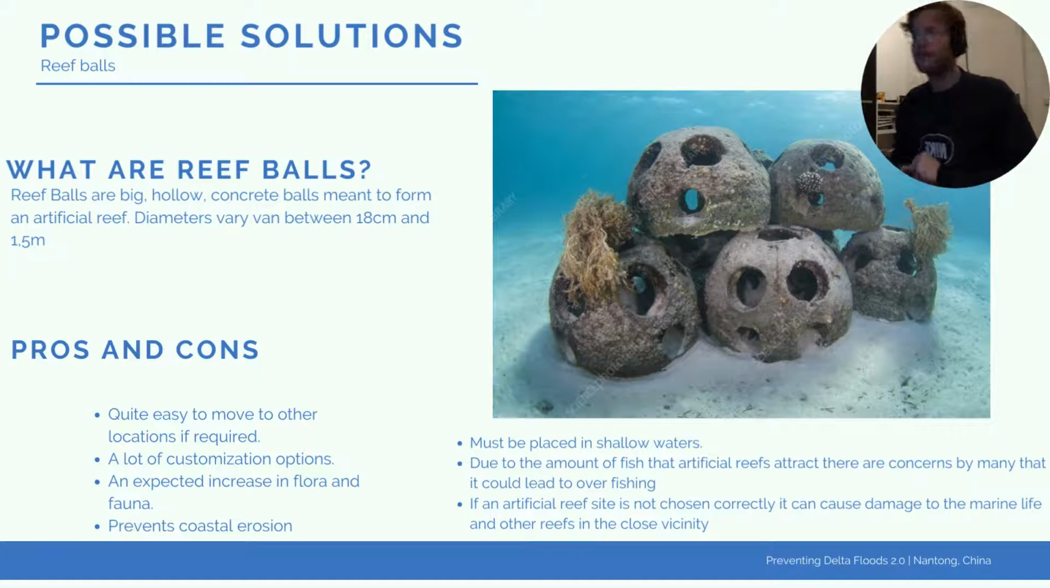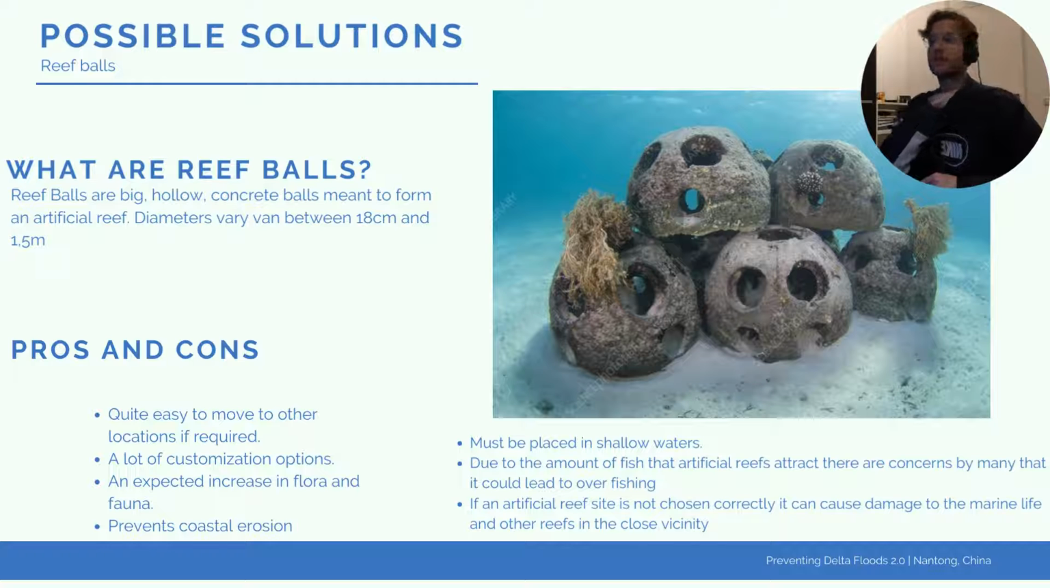The last possible solution is reef balls. Reef balls are a newer invention. Reef balls are big hollow concrete balls meant to form an artificial reef. Diameters vary between 18 centimeters and 1.5 meters. Some pros are that they are quite easy to move to other locations if required. It has a lot of customization options.